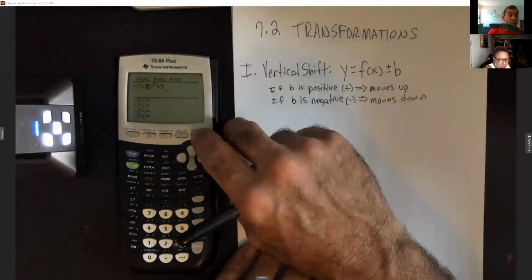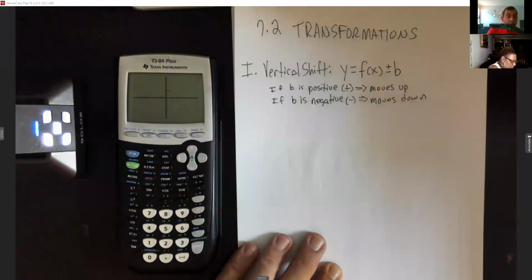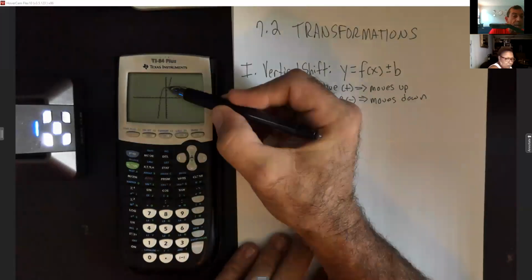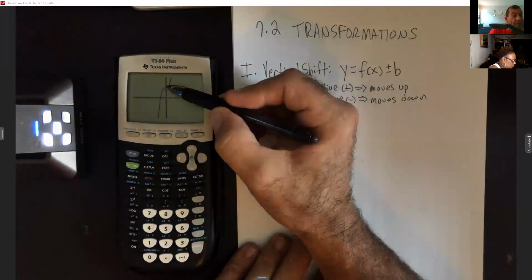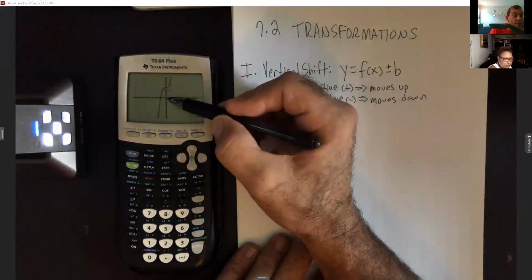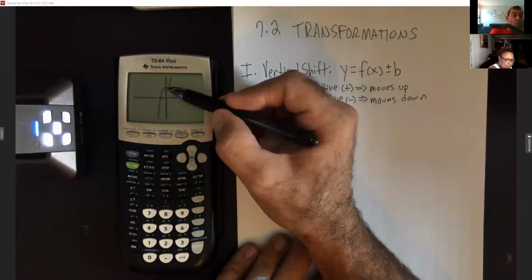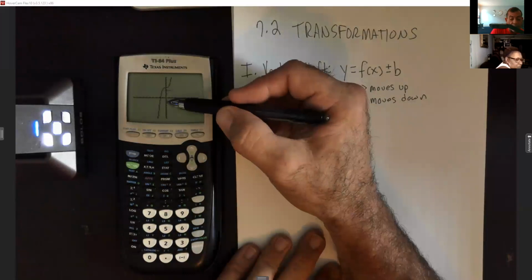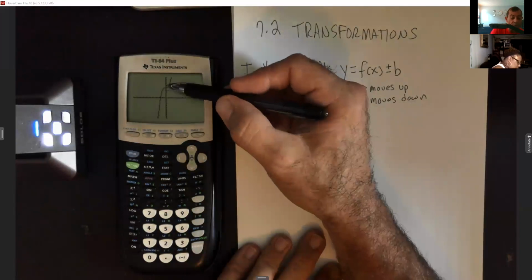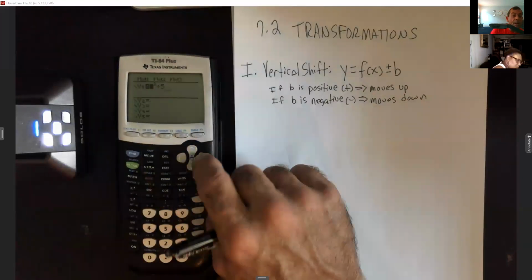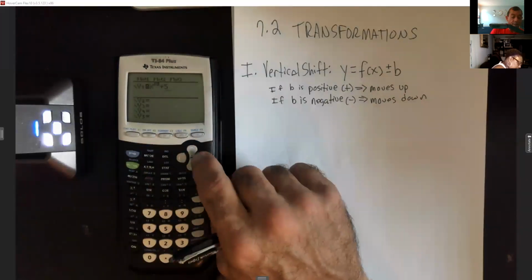So watch when I hit enter. And there you go. Look at that, y'all. Remember, this part right here that's crossing the y-axis, it was crossing down here at the 0 earlier. Now the graph is crossing at a 5 on the y-axis, which means by doing that plus 5, my graph went up 5 units.